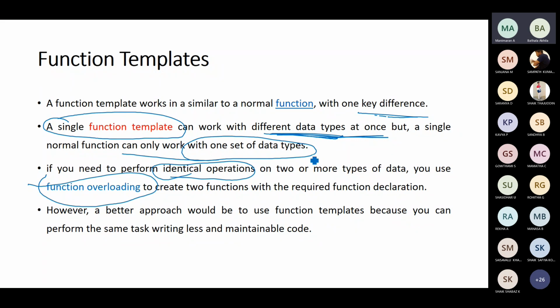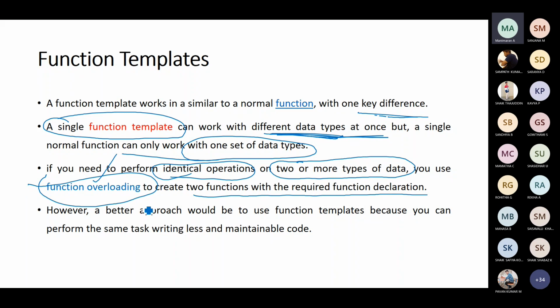these things. But for doing these identical operations, definitely we need two or more data types when we are using function overloading. Same function name, but different parameters. We are going to show the difference in the declaring parameters, which means arguments, as well as in the data type. So we create two functions with the required function declaration. But in case of template, we are going to do the same function overloading, but with only one function definition.